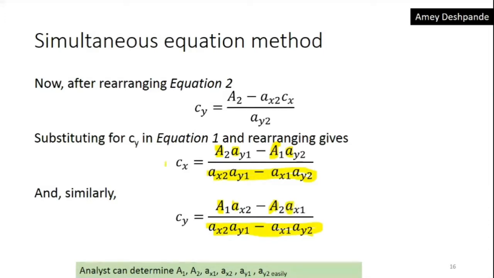I hope this is clear. Now, when you are talking about X, that is Cx, in the numerator you have Ay. At both places you have Ay. When you are talking about Cy, in the numerator you have Ax.